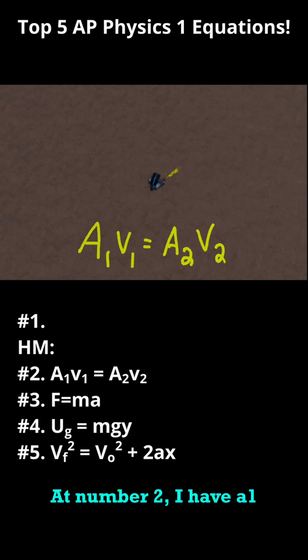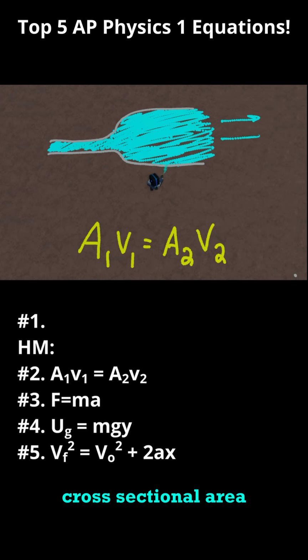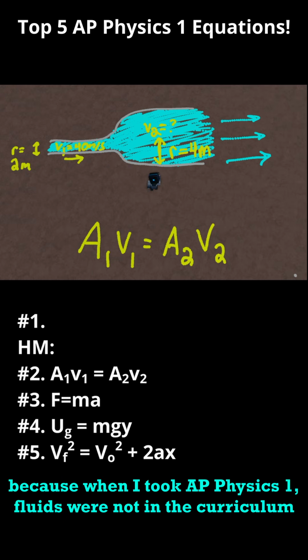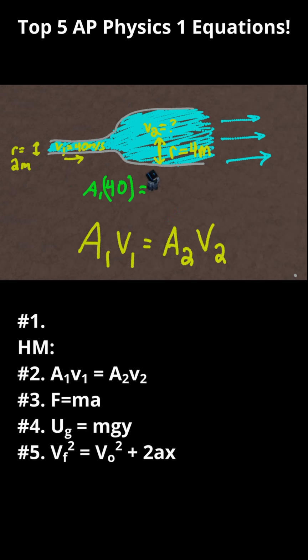At number 2, I have A1 times V1 equals A2 times V2, where A is the cross-sectional area of a pipe and V is the velocity of a fluid moving in that pipe. I was shocked to see this at first, honestly, because when I took AP Physics 1, fluids was not part of the curriculum, and it was in AP Physics 2 instead, but I guess it's in AP Physics 1 now.